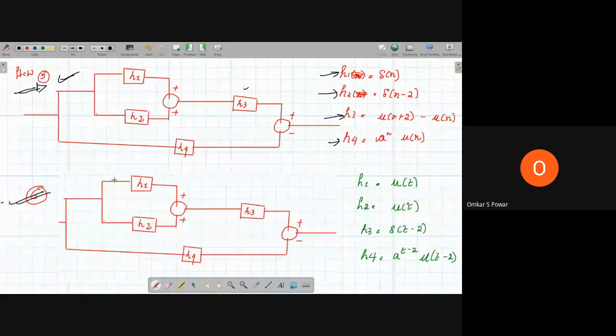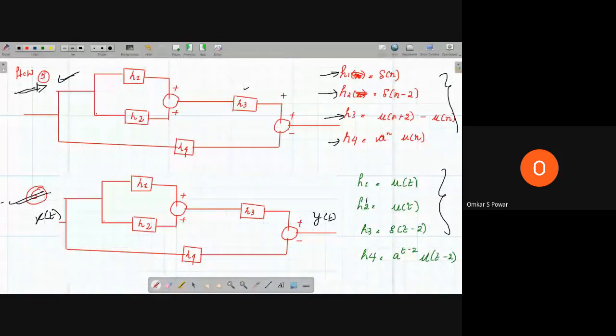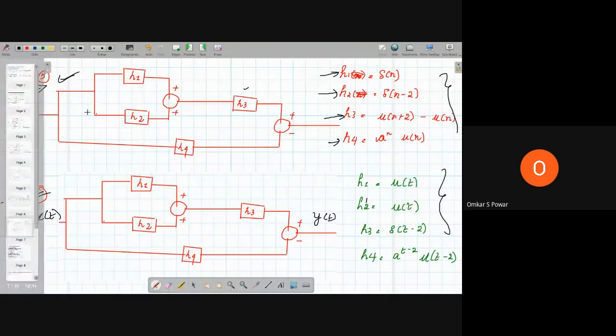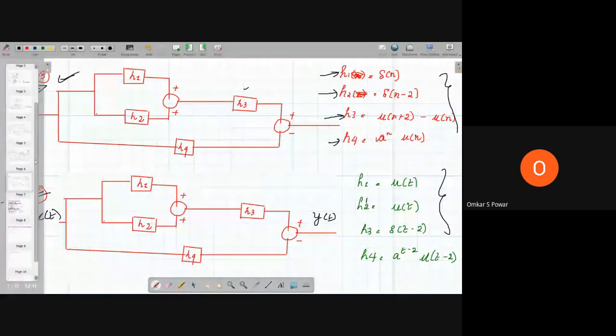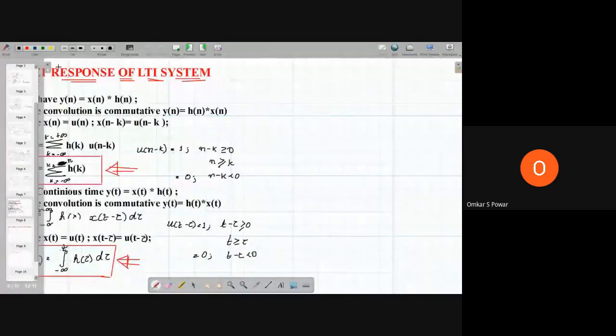Okay. So here it is your input h of t. Here you have your output y of t. And same thing, the block diagram is the same. Only your h1, h2, h3, h4, I have changed the values. So let us see this problem. If we have got time at last, I will solve this 5th question here. Okay. So this is easy. Practice once.